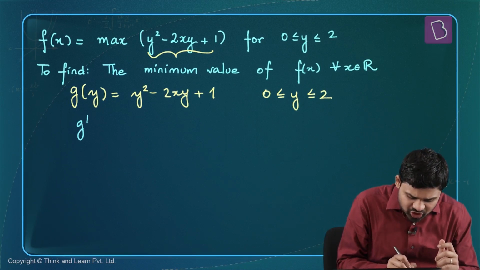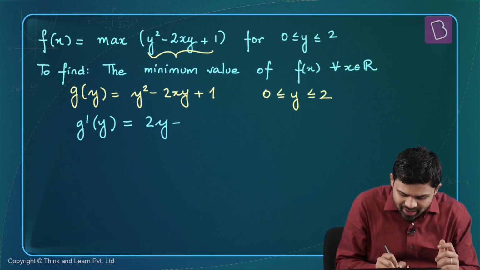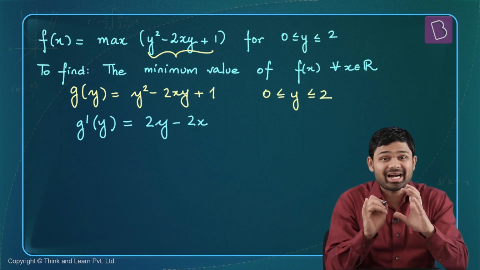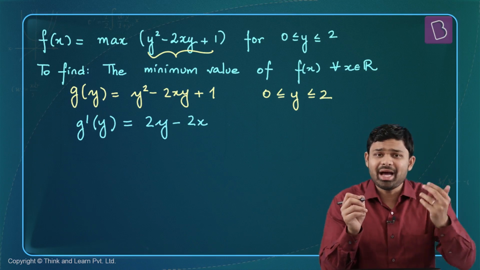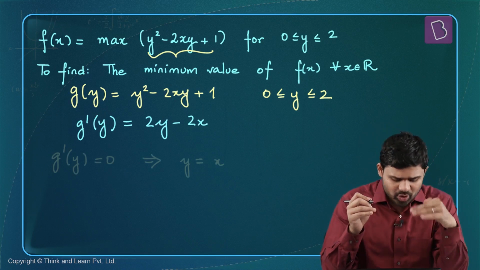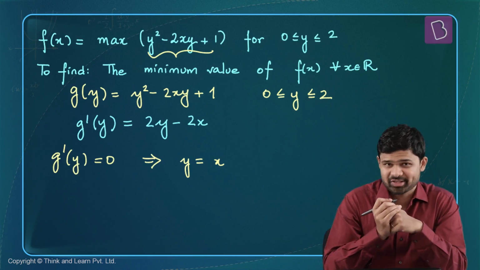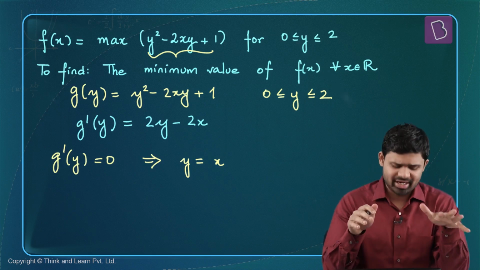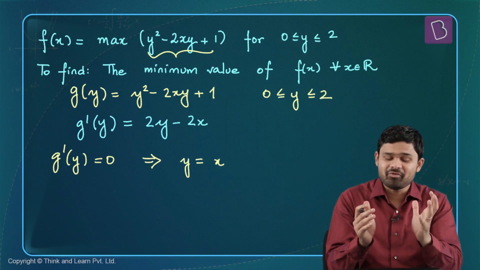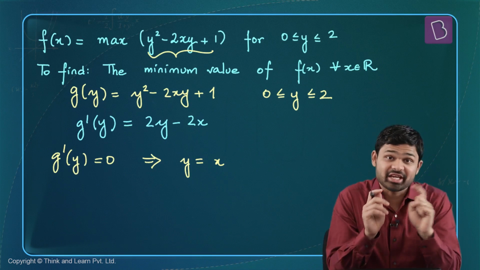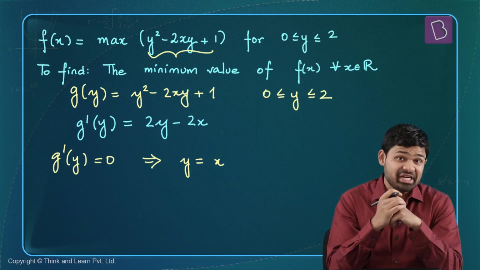I'm going to find out what is g dash of y. G dash of y is going to be 2y minus 2x because x is going to act like a constant. So this, now I'm going to evaluate this to 0. When I evaluate g dash of y to 0, I get the value y equal to x. Why did I find out the derivative of y? Because f of x is the maximum value that this function can take, isn't it? The definition of f of x is the maximum value that g of y can take.